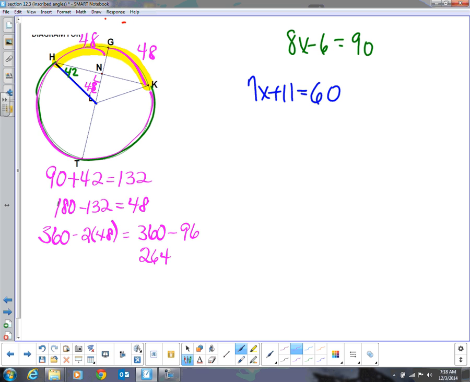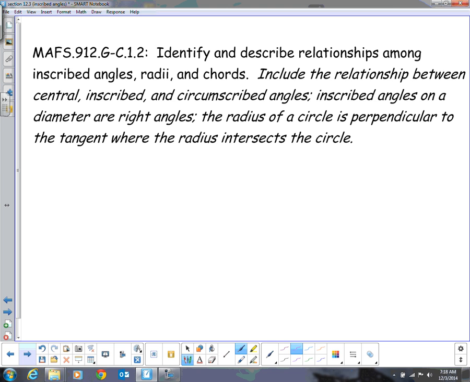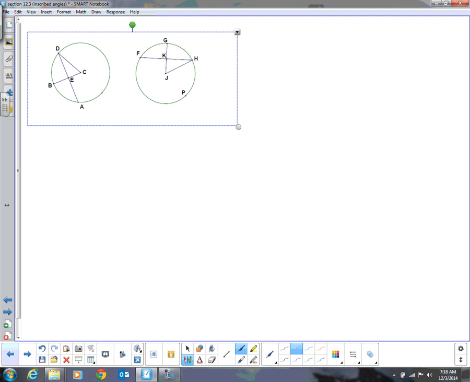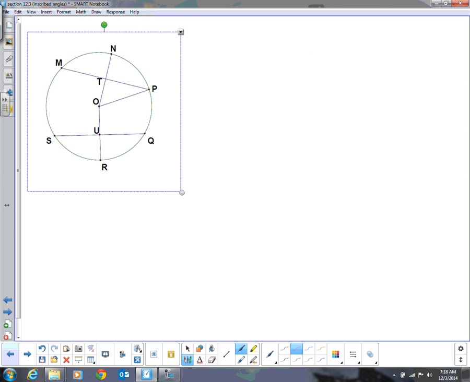Go to page 2. Let's work with problems 1 through 8 first, because my diagrams are on different pages. Okay, there's a diagram for this one. 1 through 8. Any questions?